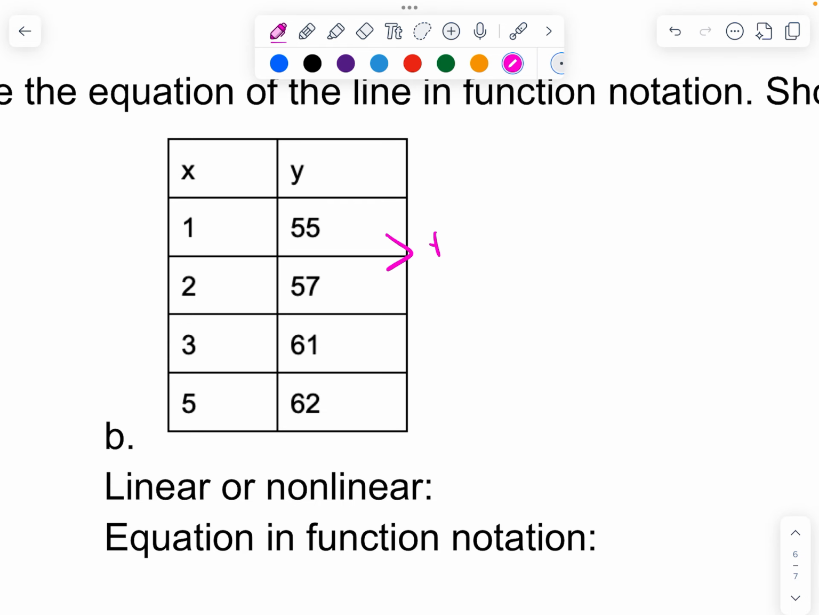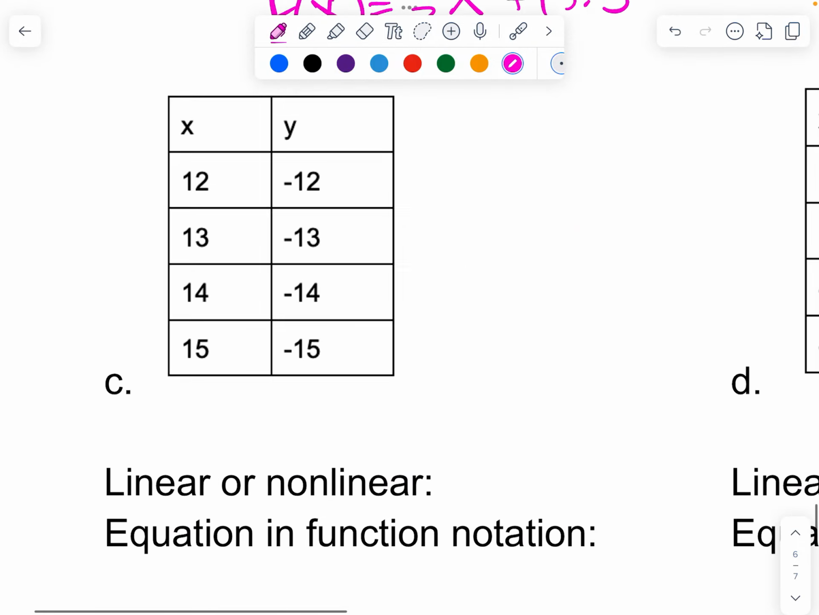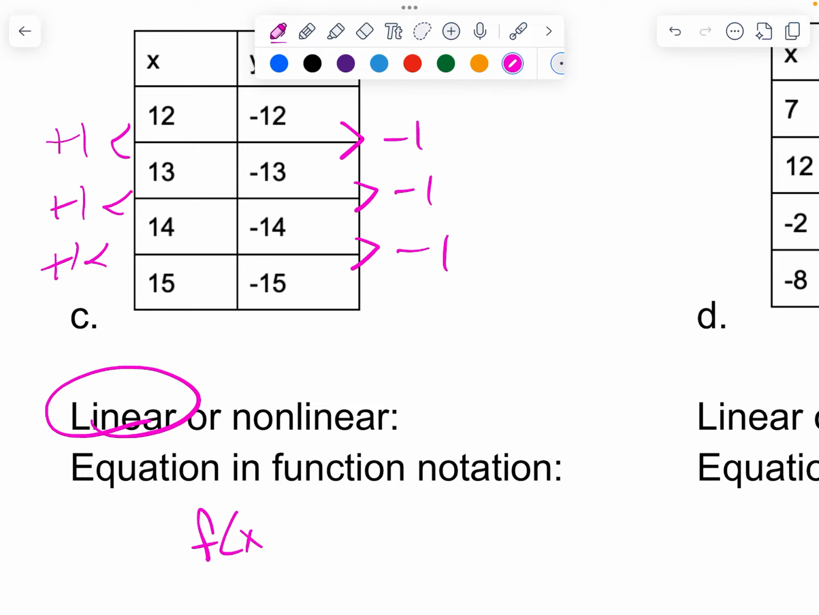This one, plus 2, plus 4, plus 1, plus 1, plus 1, nope, plus 2. So that would be 2, 4, and 1/2. So definitely nonlinear. This one goes down by 1, down by 1, down by 1. This goes up by 1, up by 1, up by 1. So my slope is 1. Or negative 1. Why did I write negative 1? Negative x.